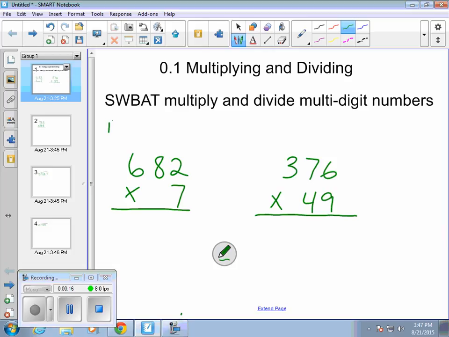This first example that we have, 682 times 7, we only have a single digit to multiply by. So we're going to take it and multiply by each number in the top number, starting from the right-hand side. So we're going to go 7 times 2 is 14. Notice that I put the 1 up top above the 8 because we're going to add it once we've multiplied 7 times 8, which comes next. 7 times 8 is 56, plus 1 is 57.